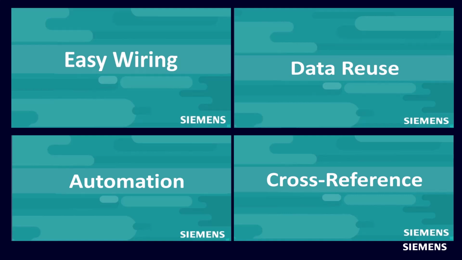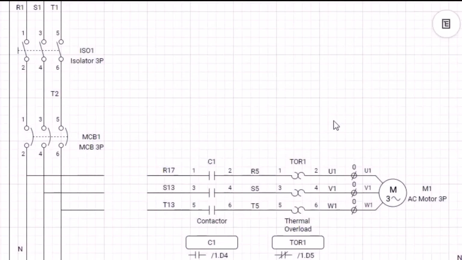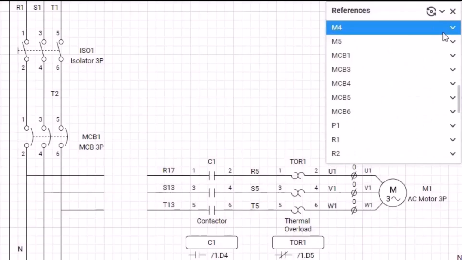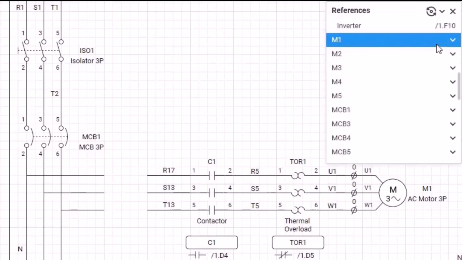Continuing our exploration, let's delve into the final feature in detail, cross-referencing, ensuring accuracy and coherence throughout your electrical design process. When drawing electrical circuits, you may need to keep track of your symbols and know exactly where they are. With the real-time reference window in Capital Electra X, you can easily locate and view all your symbols and their references in a central location.